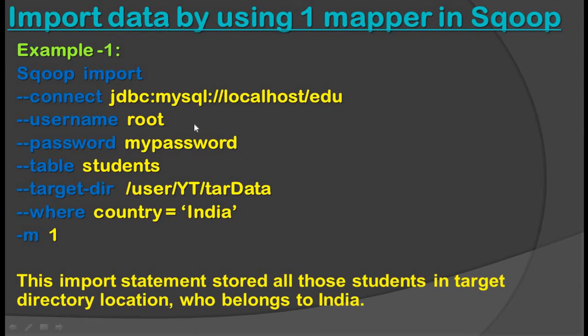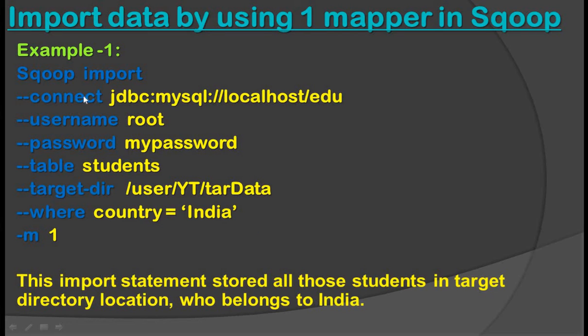So first we are going to see import data by using one mapper in Sqoop. So this is the example. In this example we are using only one mapper. We specify here -m 1. It means we are going to use one mapper. We are saying to Sqoop, hey Sqoop, please use only one mapper for importing this data. So the import statement stores all those students in the target directory location who belong to India.